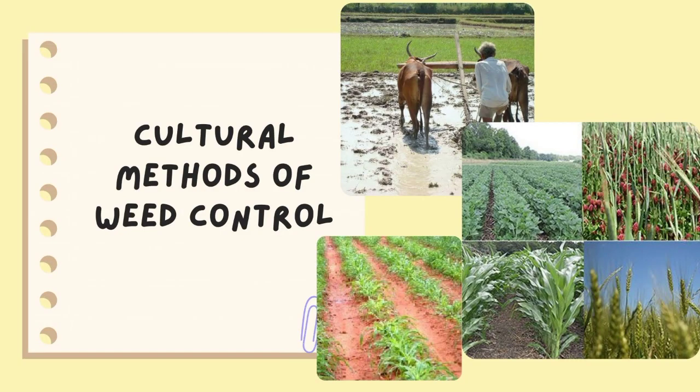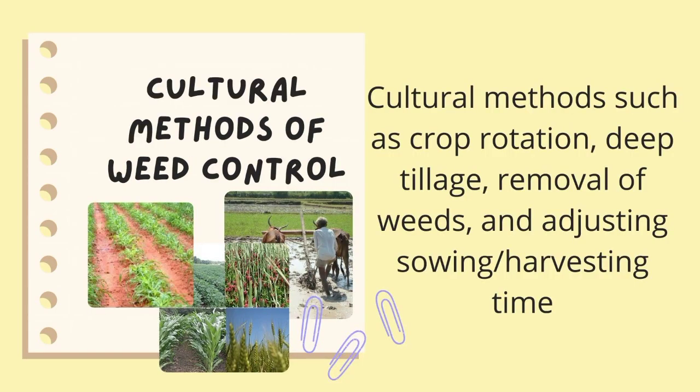Second is cultural methods of weed control. Cultural methods of weed control are considered highly effective in weed management. Examples are crop rotation, deep tillage, removal of weeds, and adjusting sowing or harvesting time.